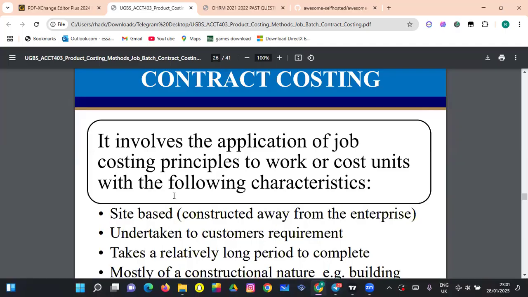It is likely that this aspect is going to be examined, so let's take note of this. Contract costing is similar to job costing, but here the work takes a longer period, right? So it can be constructing bridges and the likes, right? So it's just like job costing, but takes a longer period.